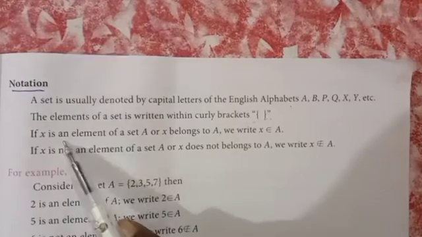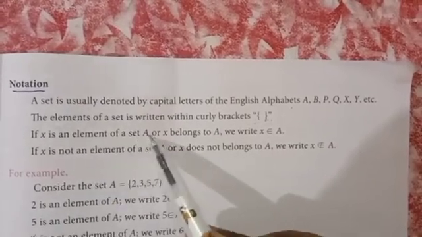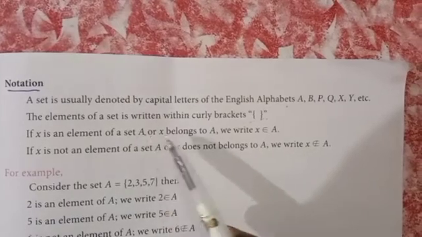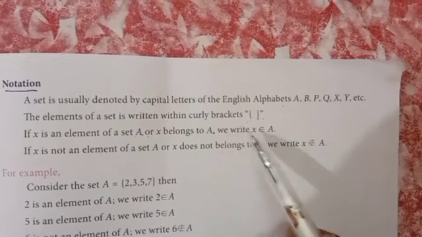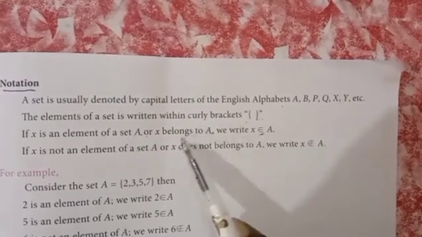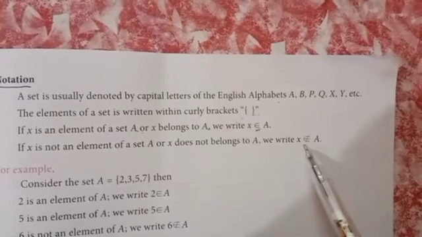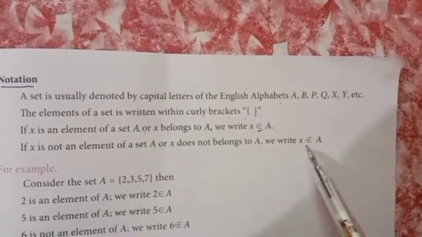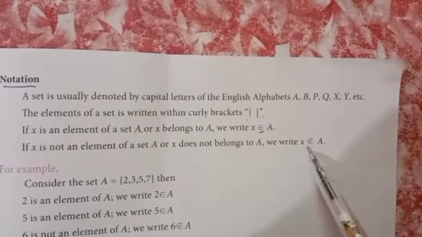If x is an element of a set A, it is written as x belongs to A. The name of this symbol is belongs to. And for this symbol, it is does not belong to, or not belongs to.